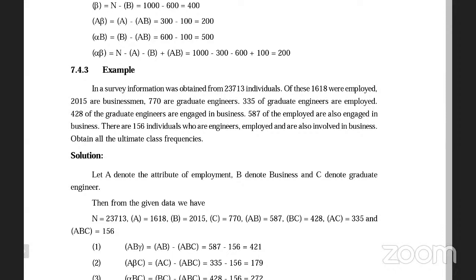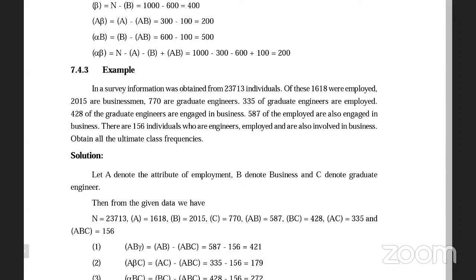So here, how many attributes do we have? 3. They are A, B, and C. So A is employment, B is business, and C is graduate engineers, he gave. First is the total. He already gave the total capital N: individuals are 23713. That is capital N I am taking. Next, capital A equal to how much? He mentioned employed, so it is 1618, and business is 2015. C is 770, the graduate engineers.